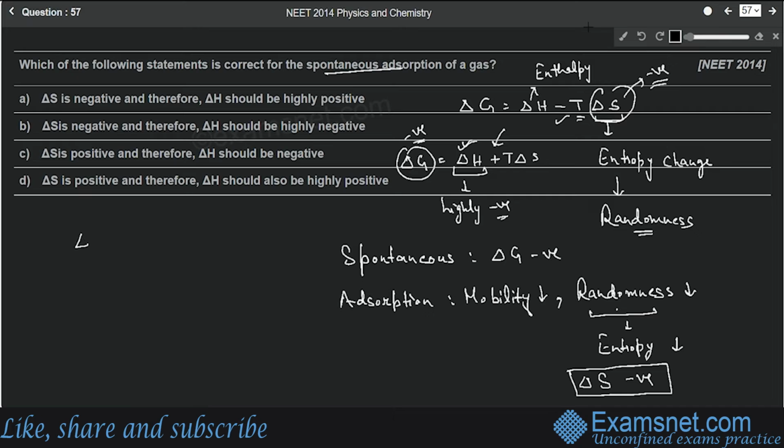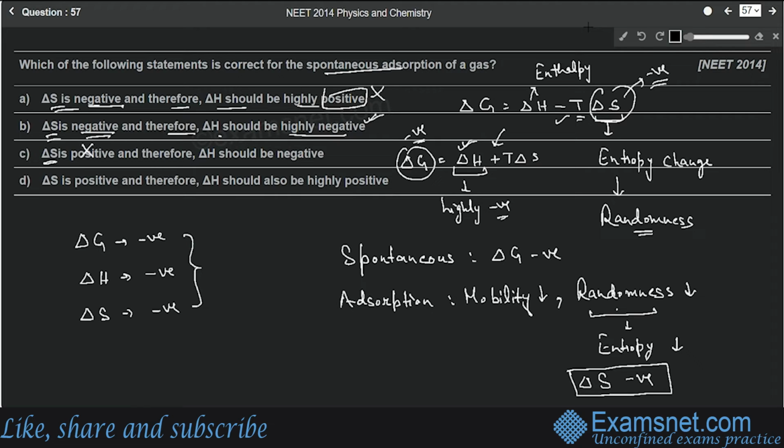So what is the conclusion? Delta G is negative, delta H is also negative, and delta S is also negative. All are negative. Now let's read the options. First option is delta S is negative and therefore delta H should be highly positive. So it is incorrect. Delta H should not be highly positive. Then the second statement says delta S is negative and therefore delta H should be highly negative. Yes, this is correct.